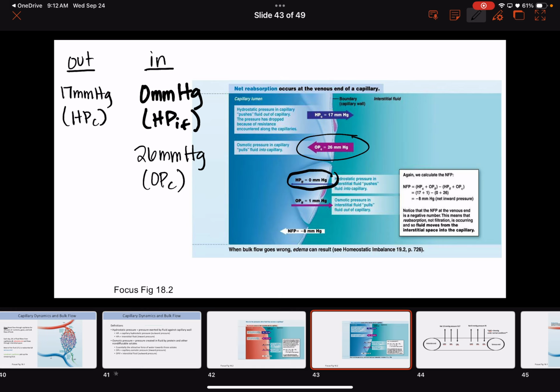The attractive force of water is still going to be mostly towards the blood and not towards the interstitial fluid. And so the outward pressure, osmotic pressure, is still going to be only 1. Because again, interstitial fluid lacks solutes compared to the capillaries, lacks protein, so water is not going to be very attracted to the outside of the capillary.